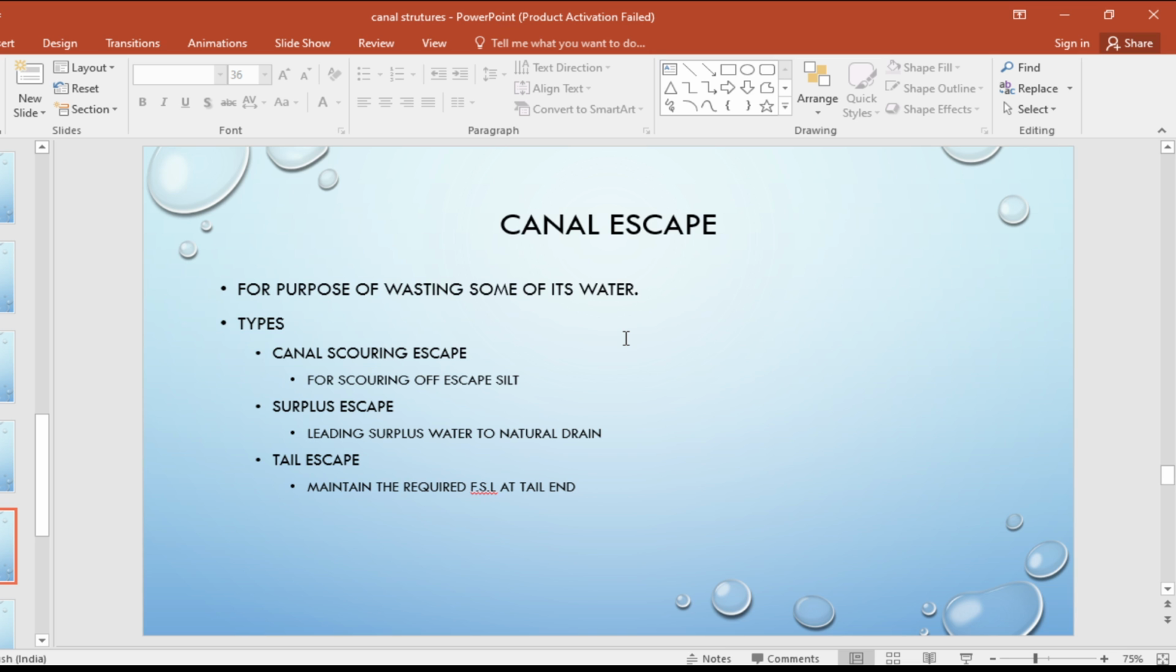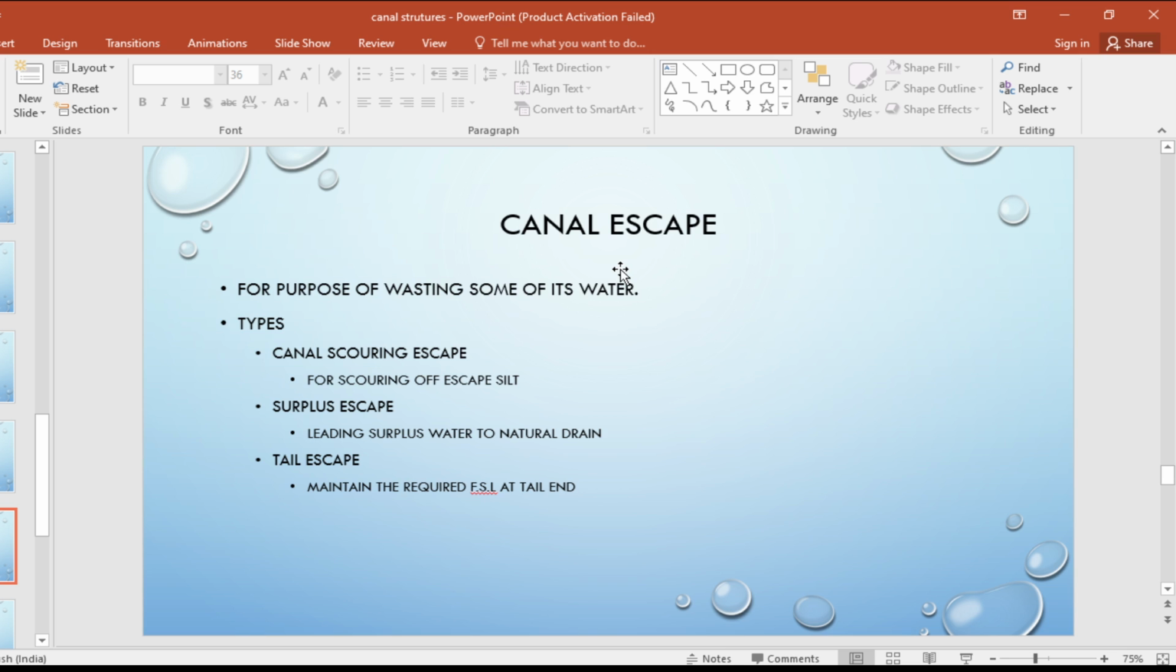First, the introduction of canal escape. Canal escape is a structure constructed on an irrigation canal for the purpose of wasting some of its water. The name indicates it helps to escape some amount of water. It is a structure constructed on an irrigation canal for the purpose of wasting some of its water.